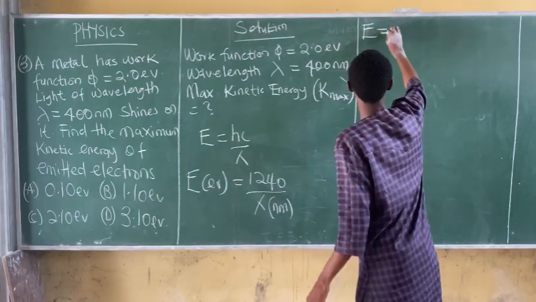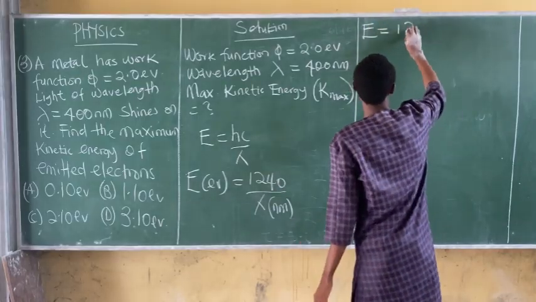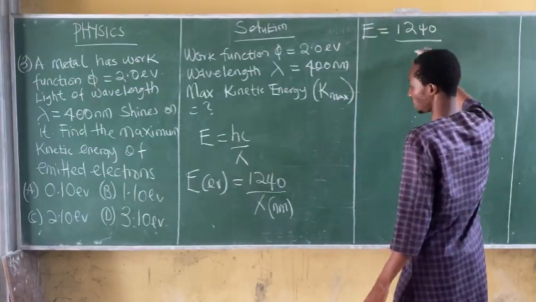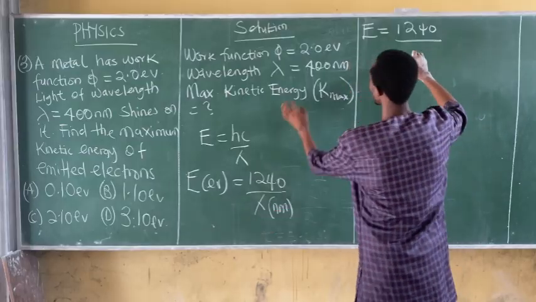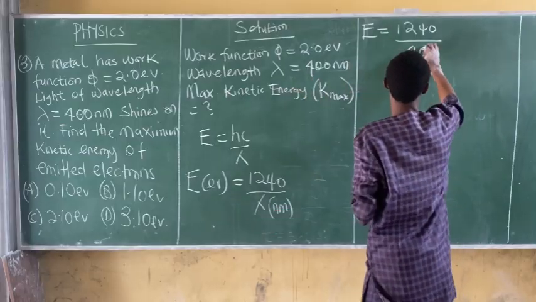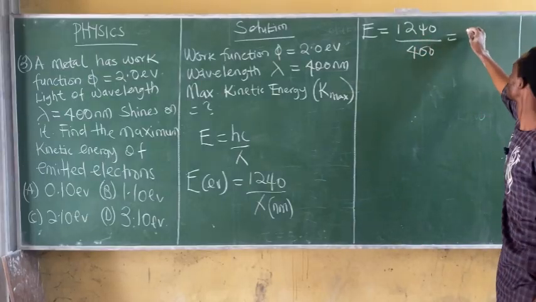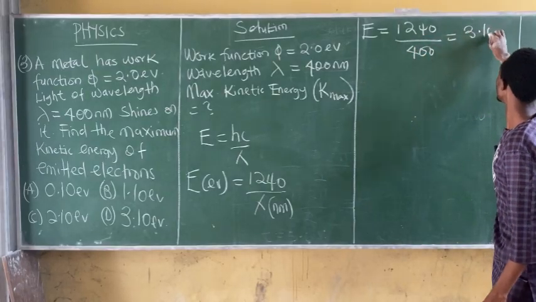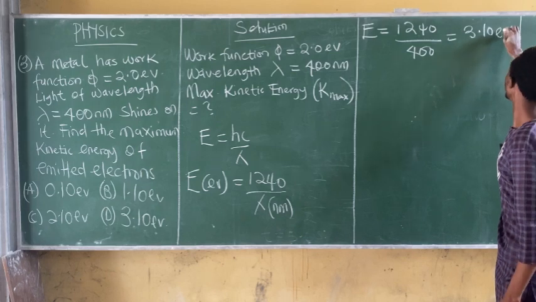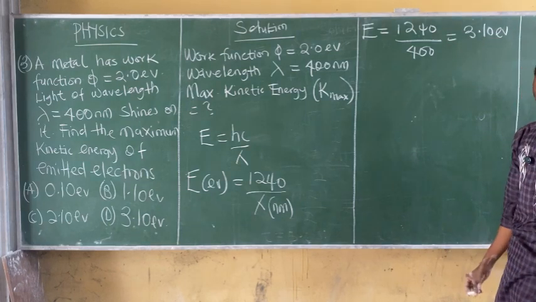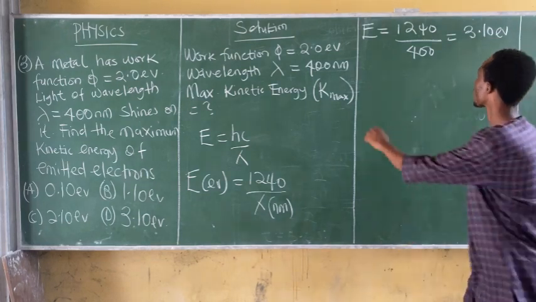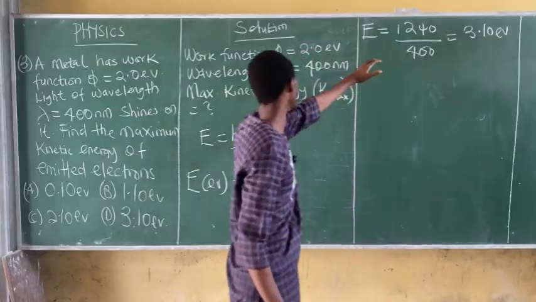E is equal to 1240 divided by lambda. Lambda is what? 400. This divided by this gives us 3.10. The unit is eV, electron volts. We have gotten the value of E now.